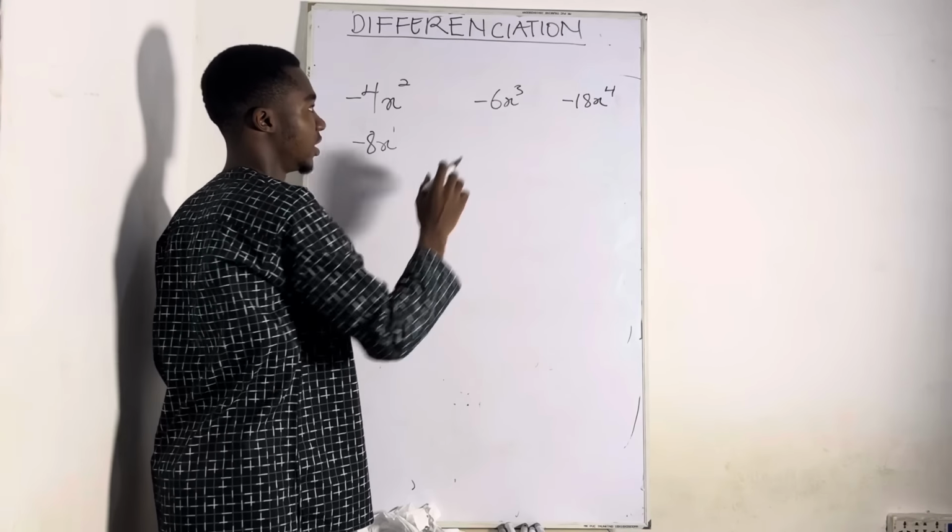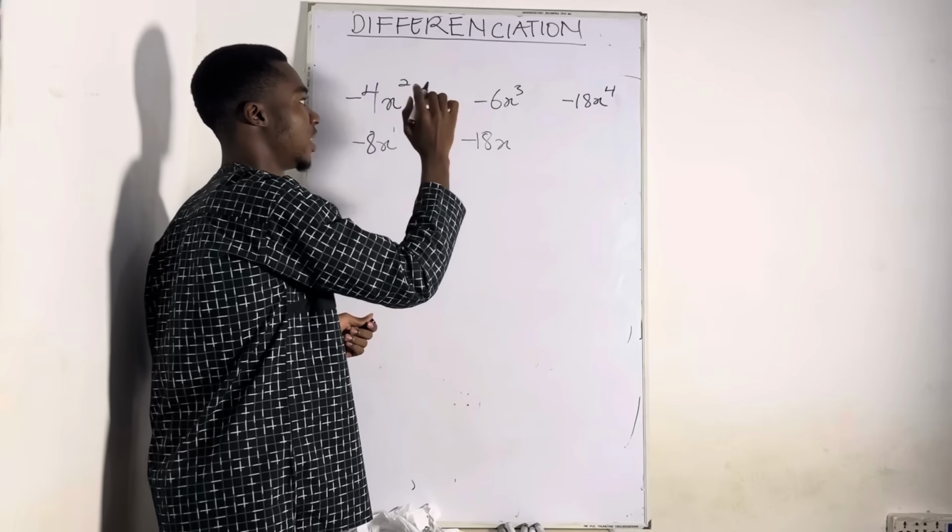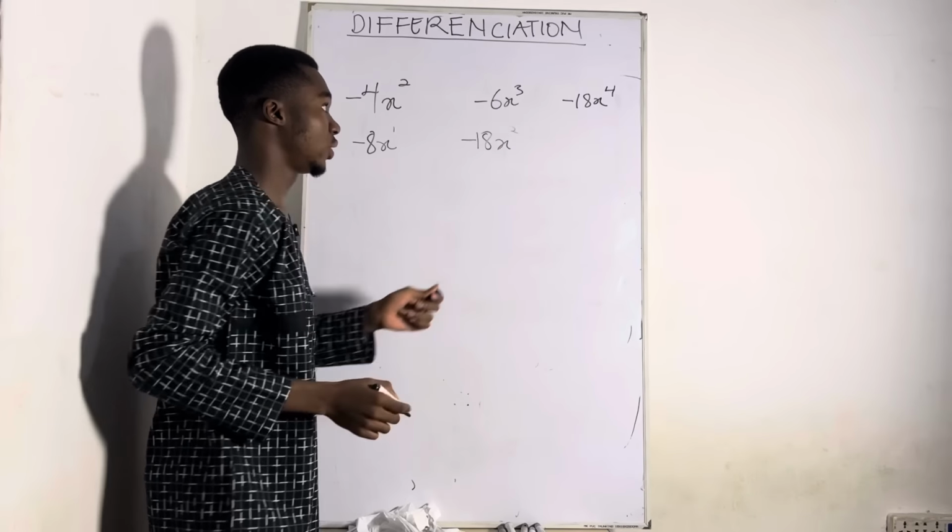So you do same for this. Assuming in exams you are given this to differentiate, negative 6x exponent 3. You multiply 3 times negative 6. What are you getting? You are getting negative 18. So negative 18x. Then you reduce the exponents by 1. So it's 3 minus 1, which is 2. You do same for this.